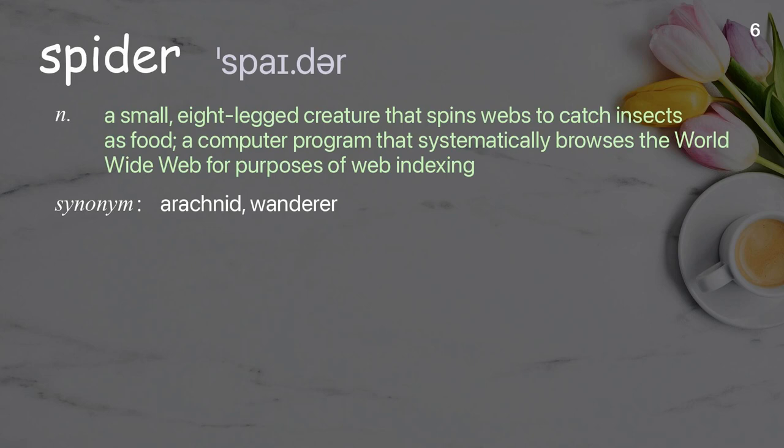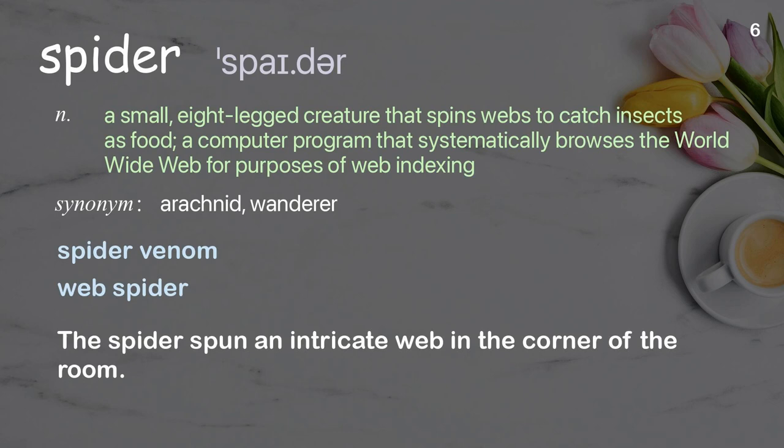Spider. A small, eight-legged creature that spins webs to catch insects as food, a computer program that systematically browses the World Wide Web for purposes of web indexing. Examples: Spider venom. Web spider. The spider spun an intricate web in the corner of the room.